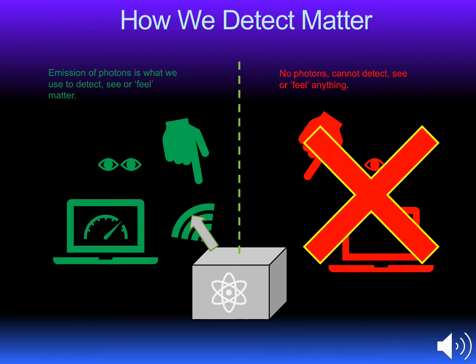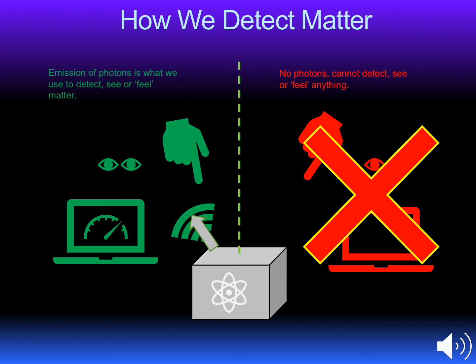So how do we detect matter? Basically it's the emission of photons from matter, because photons are the carrier of force fields, and as we talked about before, it's mainly the interaction of fields that we get the sensation of touch or detection. So the emission of photons is what we use to detect or feel matter, and I've put this in a number of ways. 1, the way we see it. 2, the way we can touch it and experience matter. And 3 is when we use equipment to actually detect what's going on within matter.